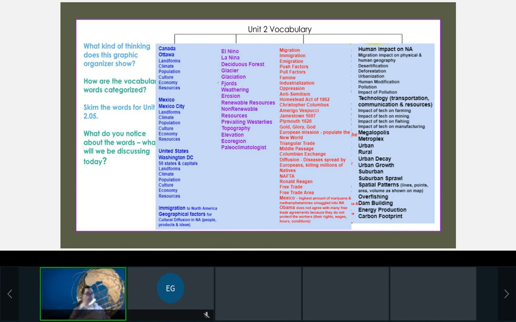Now, then the second group says El Nino, La Nina, deciduous forests, glaciers, glaciation, fjords, weathering, erosion, renewable resources, non-renewable resources, prevailing westerlies, topography, elevation, ecoregions, and paleoclimatologists. That's okay, Aiden. Okay, all of these are dealing with what?